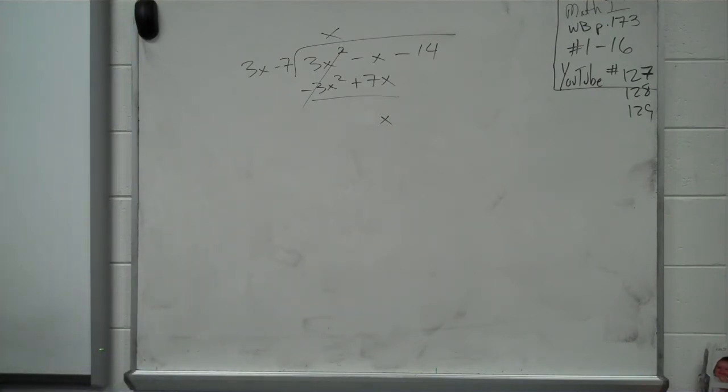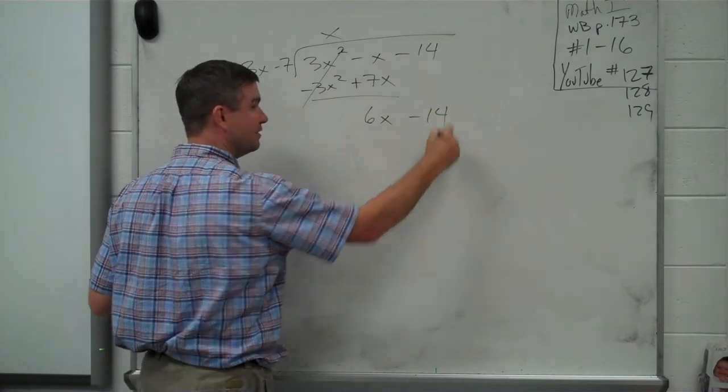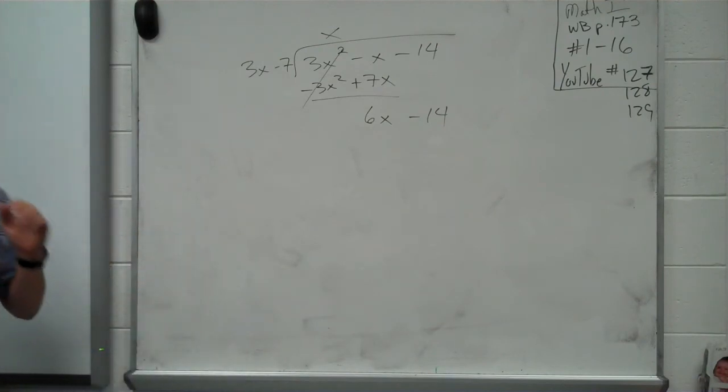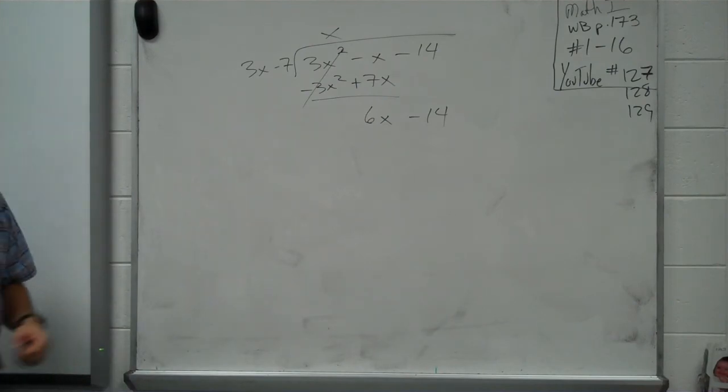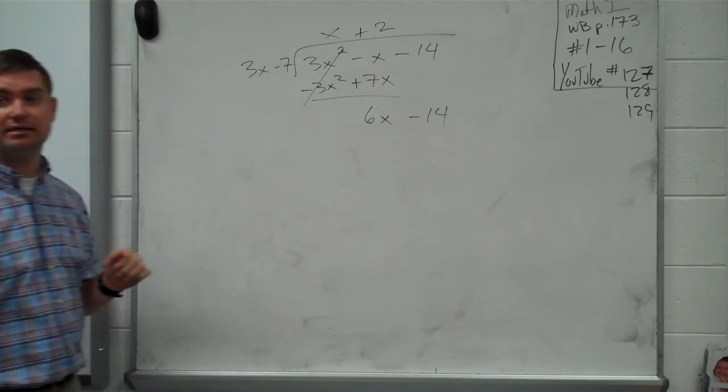Alright, so what does that give me? Negative x and 7x make what? 6x, and then I drop down the negative 14. We're almost there. All we got to do is figure out the next value. What value do I multiply 3x by to make it 6x? 2. Not 2, positive 2. Now you're thinking. Positive 2 means I'm going to put a plus 2 right there.